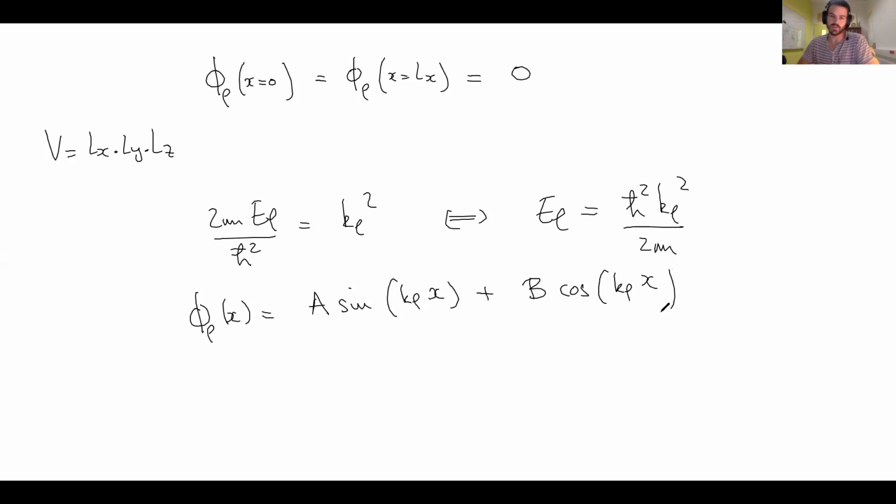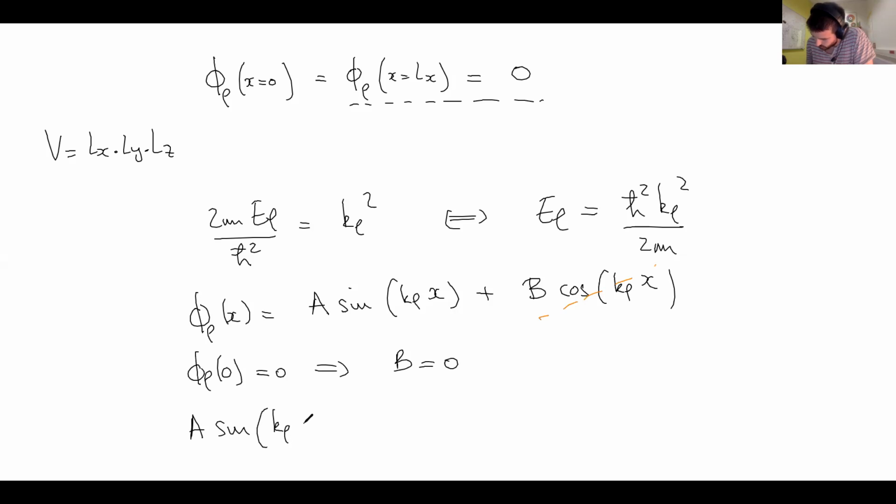You remember the guitar strings inside your quantum well. Now the boundary conditions, phi L of 0 equals 0 implies that, well, this doesn't contribute, but here you have B equals 0. So you can really forget that term. And the second one, you have quantization, which is related to that boundary condition. So now A sine KL times Lx should be equal to 0.